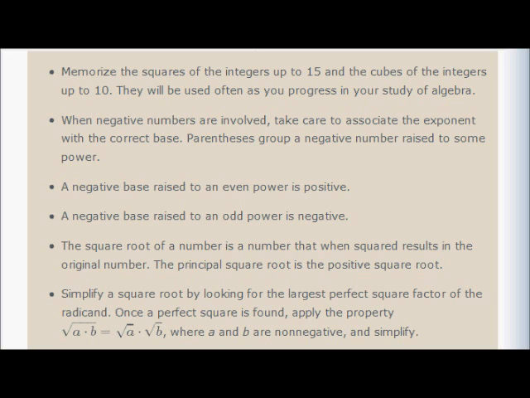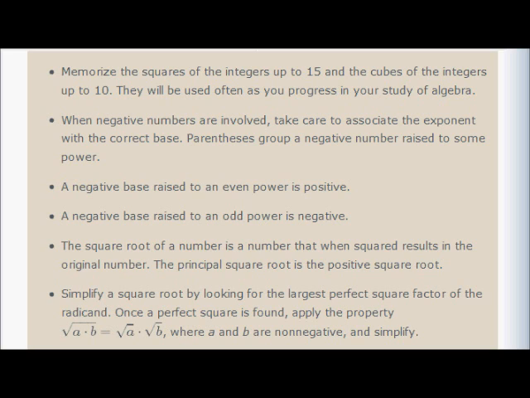When negative numbers are involved, take care to associate the exponent with the correct base; parentheses group a negative number raised to some power. A negative base raised to an even power is positive. A negative base raised to an odd power is negative. Okay, so why is that? A negative base raised to an even power, you have an even number of negative signs. So there are pairs of negative signs, which all cancel out to become positive.